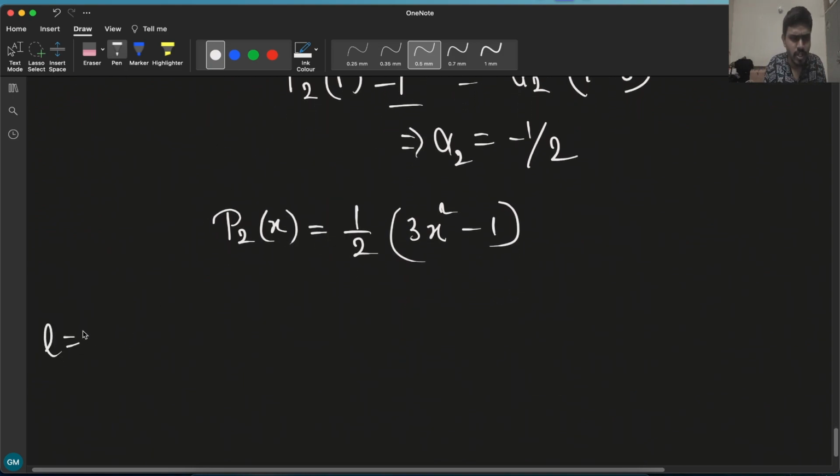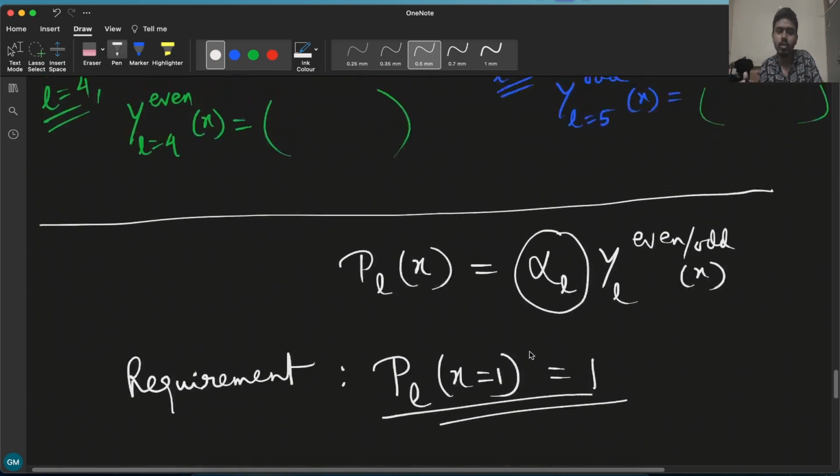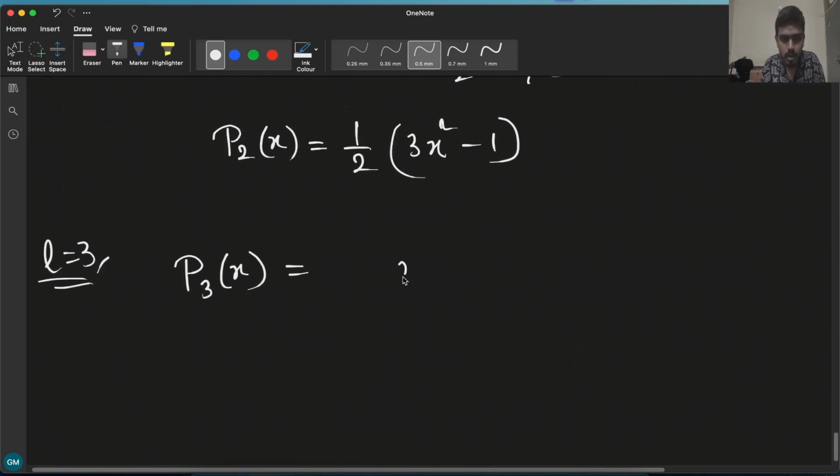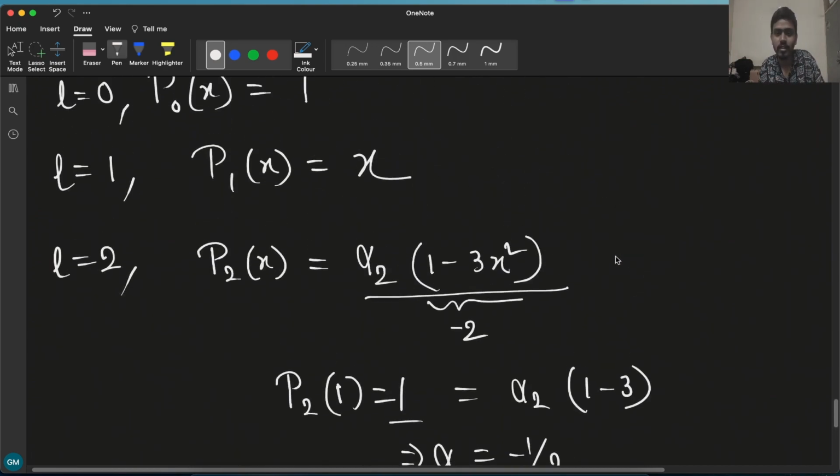Similarly, for L equals 3, our P3(x): we should look for the odd series, that is this one. There is x minus 5/3 x cubed. But now if you put x equals 1, then it is 1 minus 5/3, that is minus 2/3. It is not 1, right?